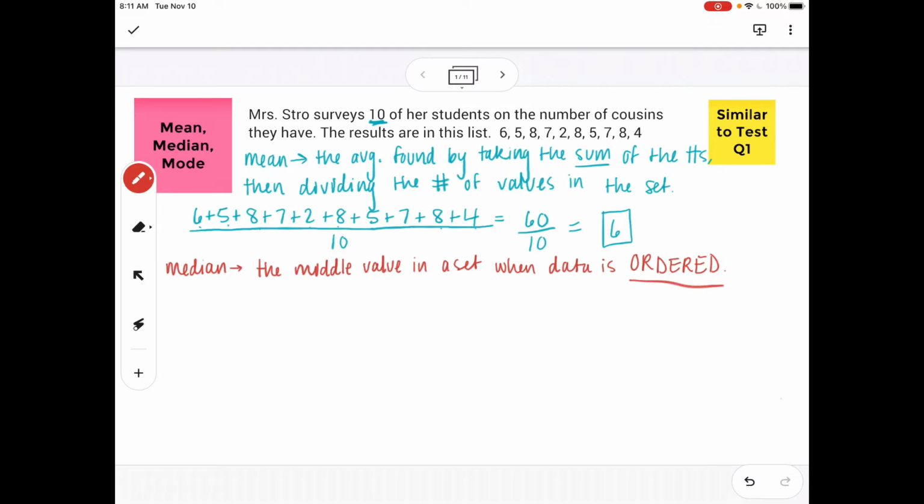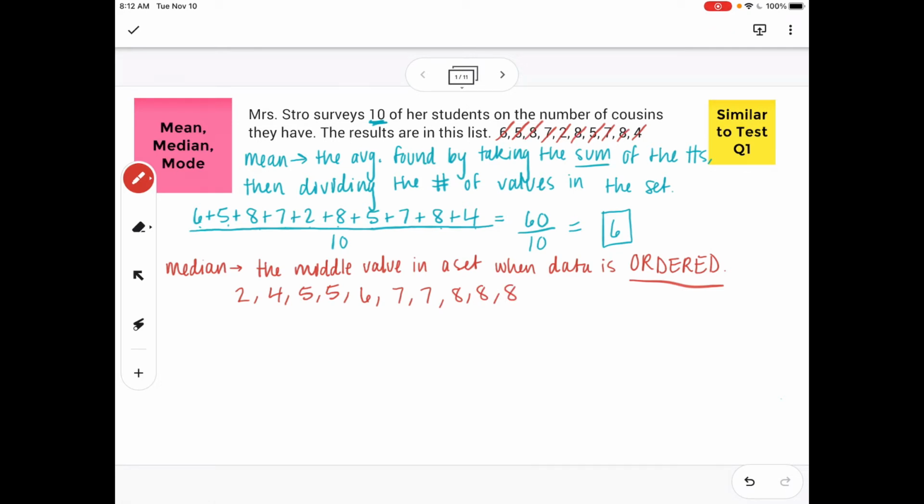So let's go ahead and look at these numbers above in order. So we have 2. We have, let's see, 4, I believe is next. We have 2 5s that I see. We have a 6 that I see. 7, 7, and it looks like 3 8s.